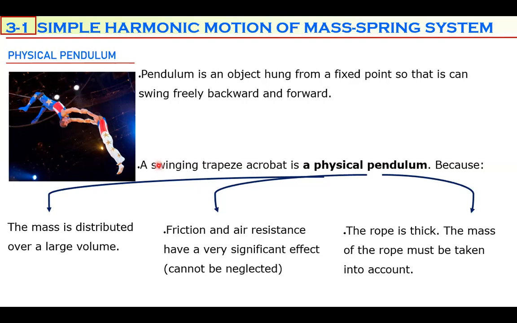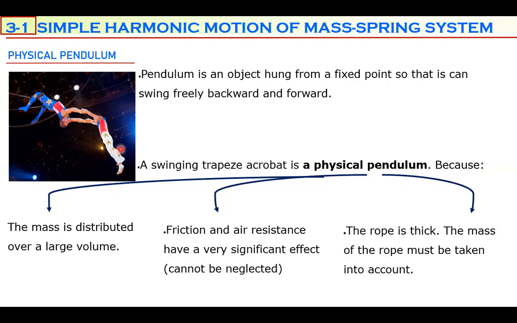And the third one, the rope is thick. Those ropes are thick, so the mass of the rope must be taken into account. While they are swinging, they also use some of the rotational kinetic energy. For that reason, such a system, whose mass is distributed over a large volume, where friction and air resistance cannot be neglected, and where the rope is very thick so its mass must be taken into account, is known as a physical pendulum.